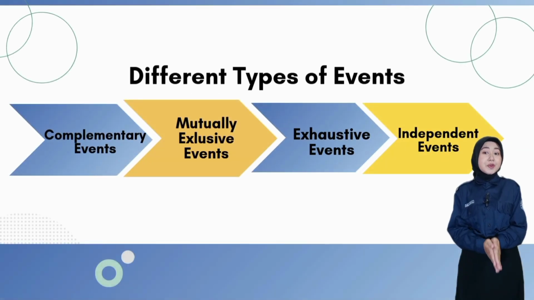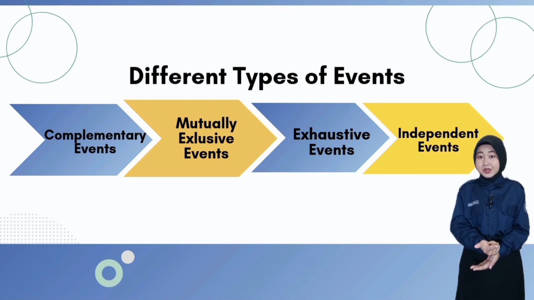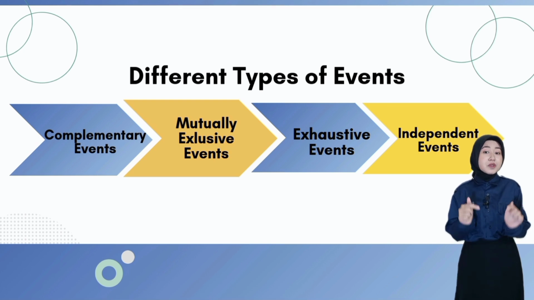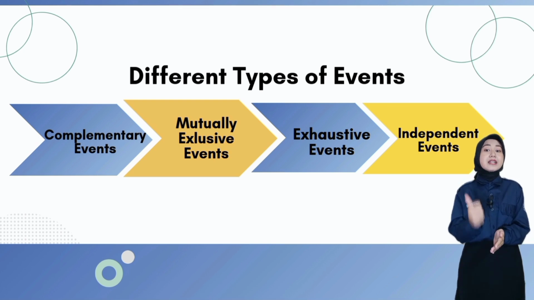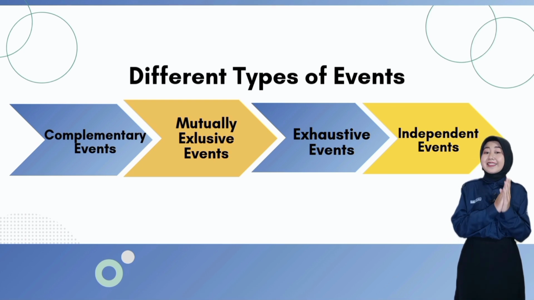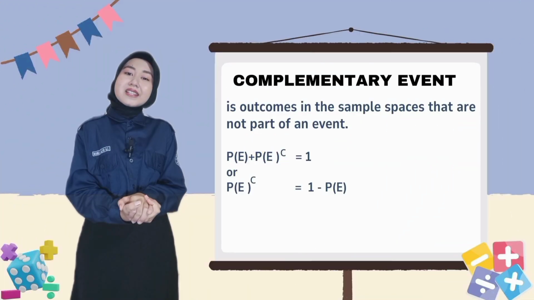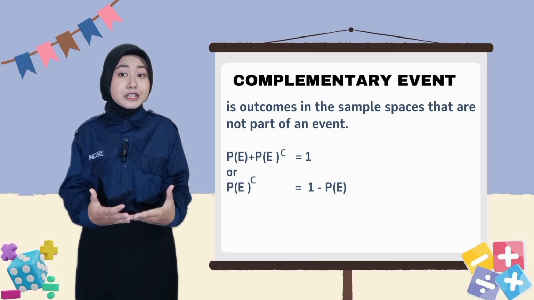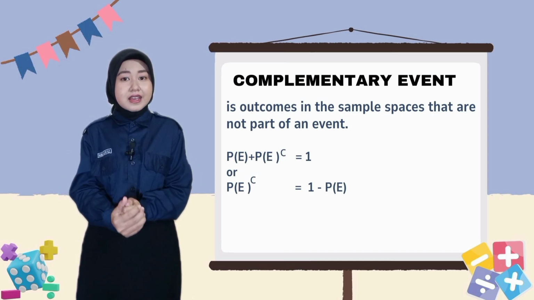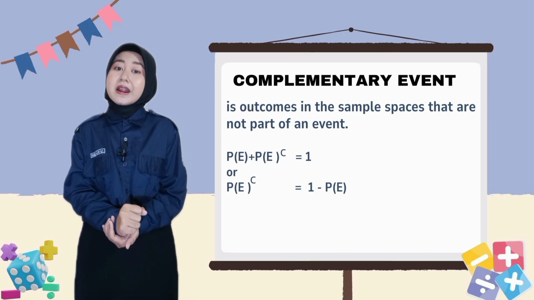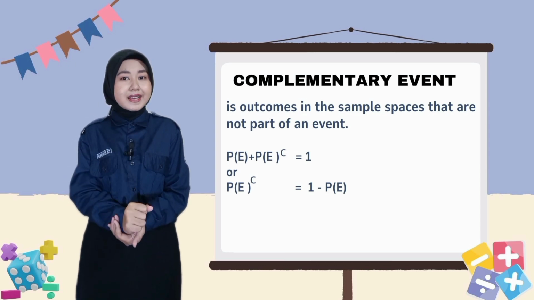Now, let's continue with the different types of events. There are complementary events, mutually exclusive events, exhaustive events, and independent events. But in this video, I will just tell you about the complementary event and also the mutually exclusive event. For the others, maybe we can discuss them in the next video. The first is the complementary event. The complementary event is the outcomes in the sample space that are not part of an event. The formula is P(A) plus P(A complement) equals 1, or P(A complement) is equal to 1 minus P(A).